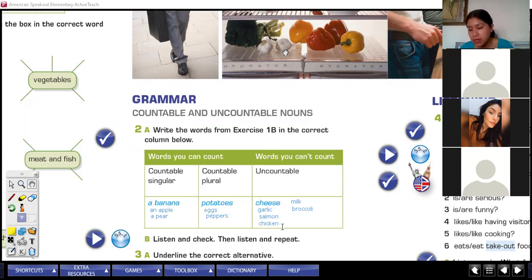Okay, banana, well, it's already there. Juice. Uncountable. Uncountable. Then I have butter. Uncountable. Uncountable, very good. Then I have strawberries. Countable plural. Countable plural, very good.